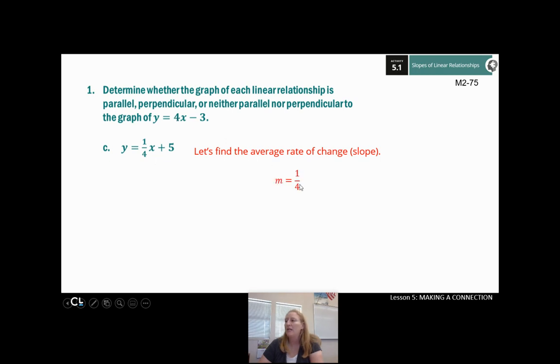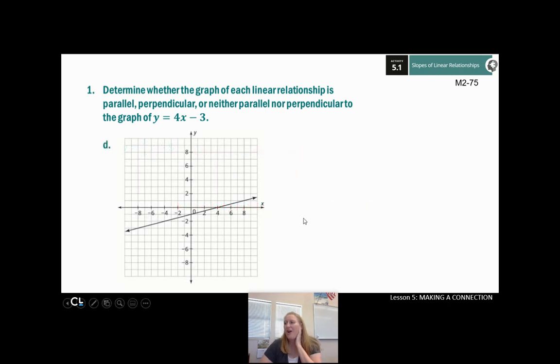It's not the same as 4, so I know it's not parallel. It is a reciprocal of 4, though, right? We said that this was 4. You could write this as 4 over 1. So it is a reciprocal. That's a good sign. Except to be perpendicular, it has to be the opposite and the reciprocal. And while it is a reciprocal, they're both positive. So it's not perpendicular either, is it? Well, that's lame. So it's neither parallel nor perpendicular. That should say nor perpendicular. Sorry for the typo. I'll fix it later.